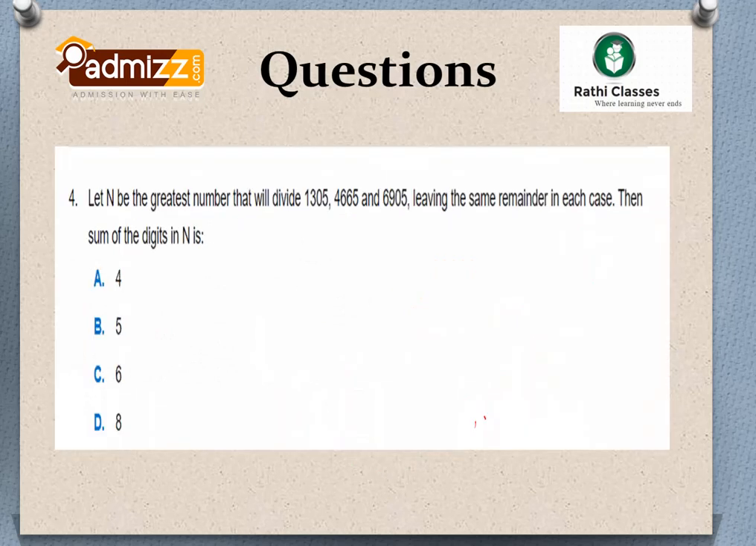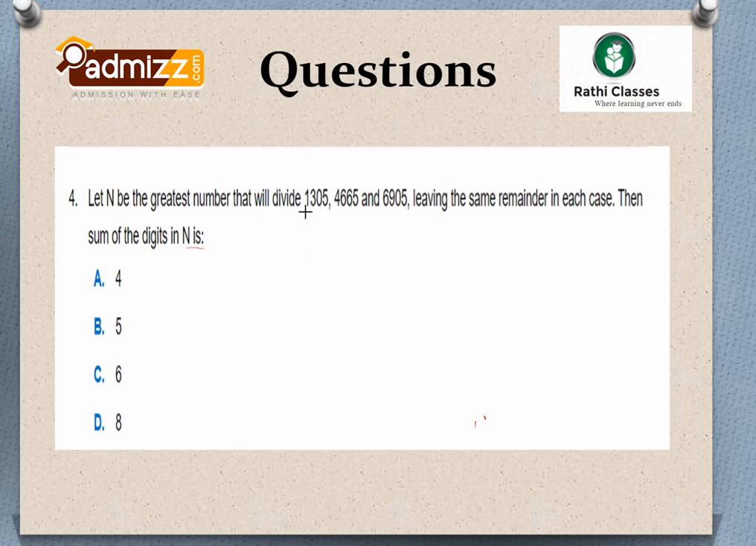In the next question, it is said, let n be the greatest number that will divide 1305, 4665 and 6665, leaving the remainder in each of the cases. Then the sum of the digits in n is. Now, you need to see the question very carefully. I am not going to solve it entirely. It will be a trick based on that.